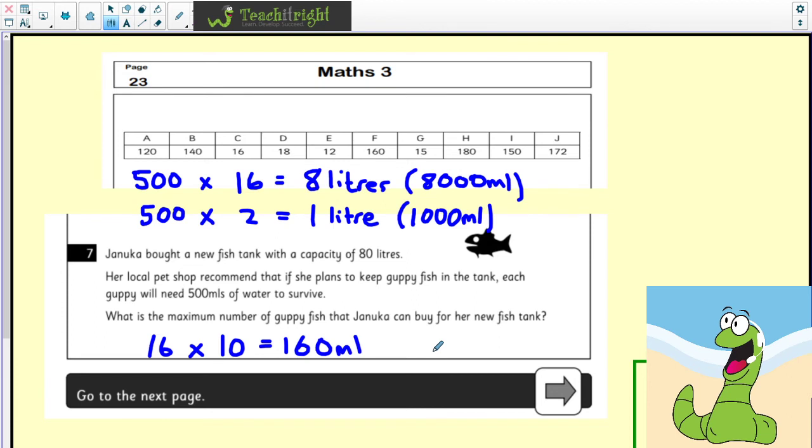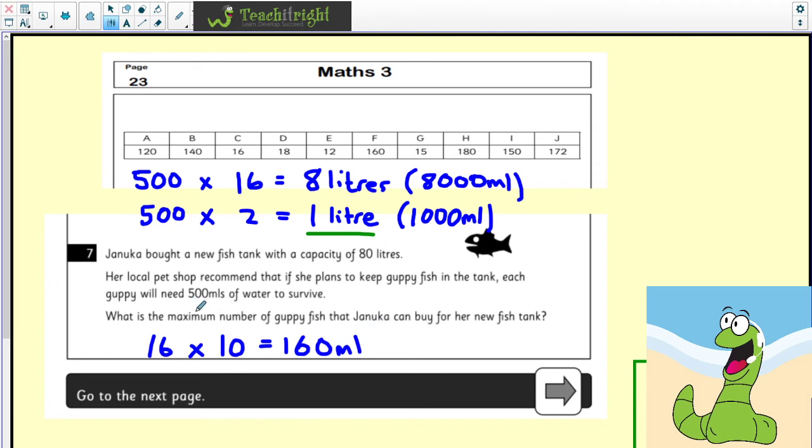What is the maximum number of guppy fish that Januka can buy for her new fish tank? So first thing to recognise is that 500 millilitres, if we times that by 2, that makes 1 litre, because we know that there are 1,000 millilitres to every litre. Now, if we did 16, because if we times that by 8, that's how many we would need for 8 litres.